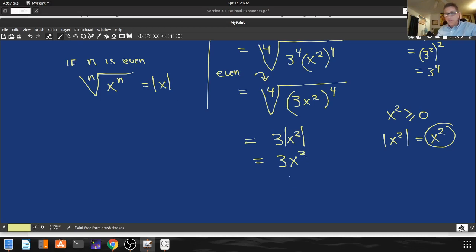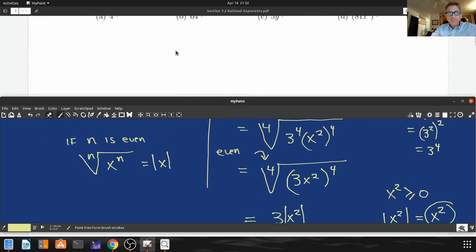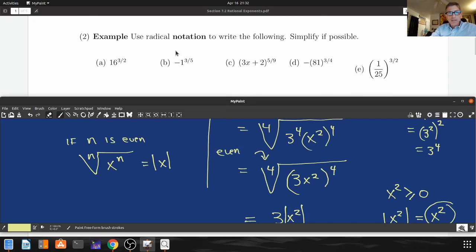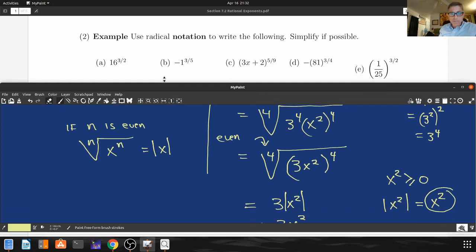Okay, so let's do some more examples. Lots of examples. So for example 2, we want to use radical notation to write the following, and we want to simplify whenever possible.